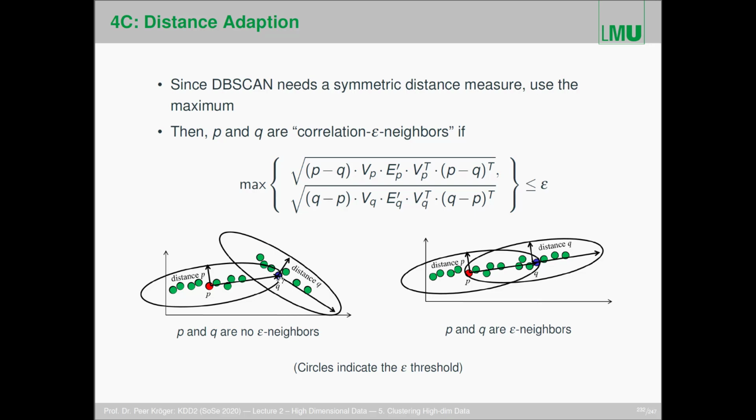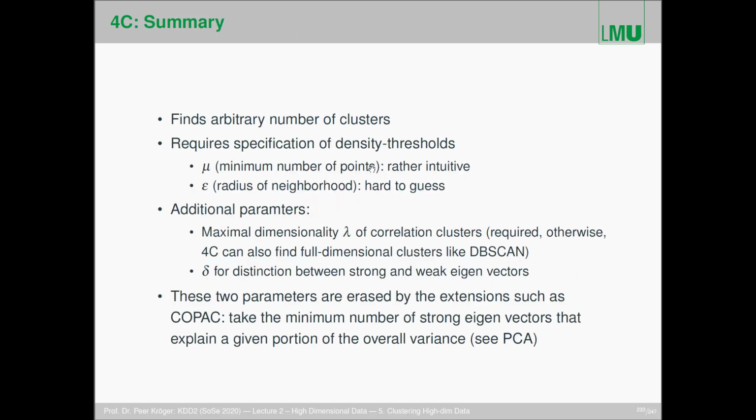So in that case, they are not epsilon neighbors because the maximum is greater than epsilon. The maximum would be corresponding to Q here with the E prime of Q. So that's the basic idea. But once again, very similar to PreDeCon. The only difference is that we are now axis parallel.